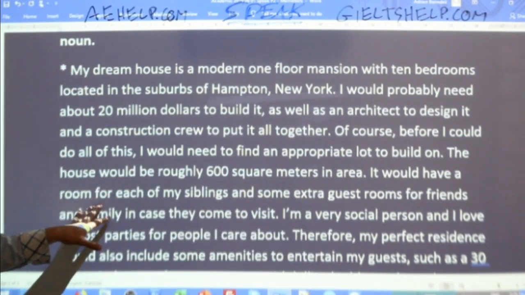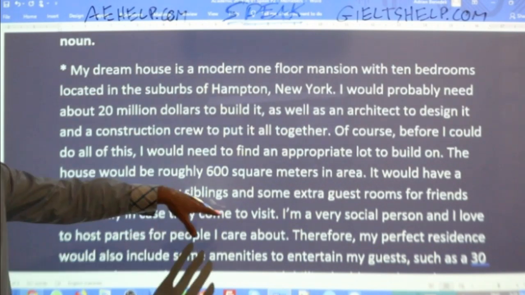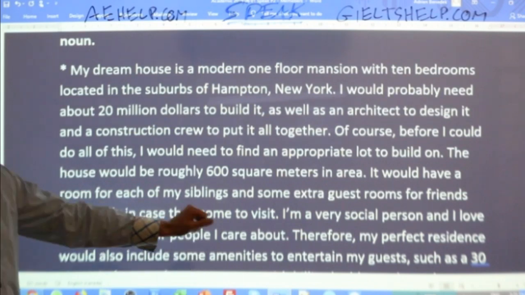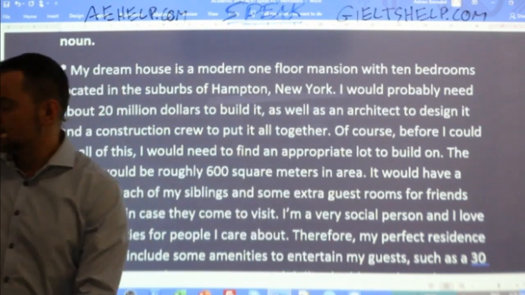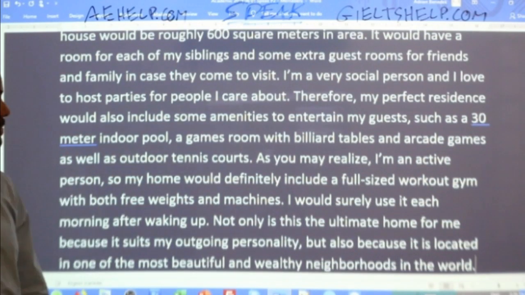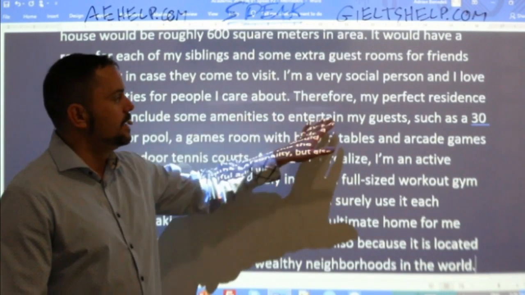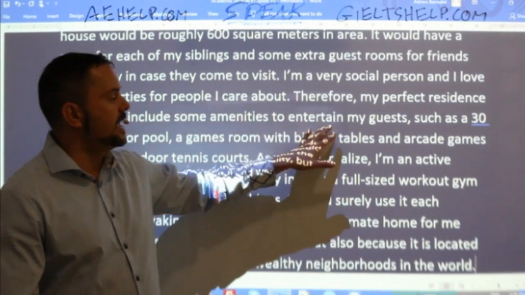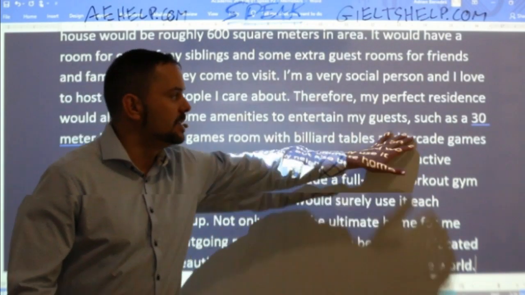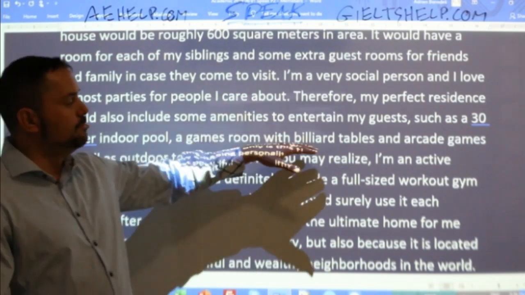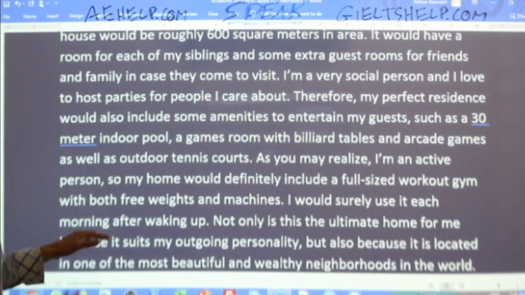It would have a room for each of my siblings and some extra guest rooms for friends and family in case they come to visit. I'm a very social person, and I love to host parties for people I care about. Therefore, my perfect residence would also include some amenities to entertain my guests, such as a 30-meter indoor pool, a games room with billiard tables and arcade games, as well as outdoor tennis courts.